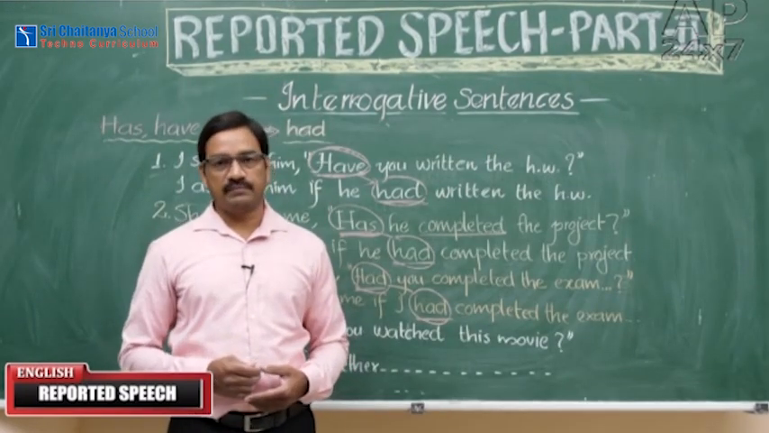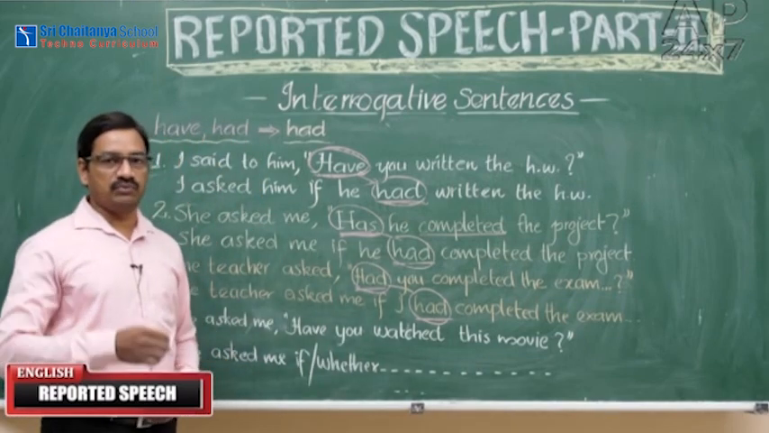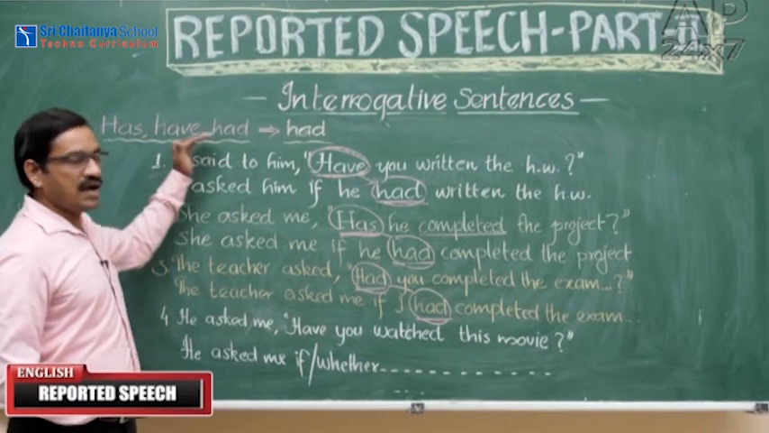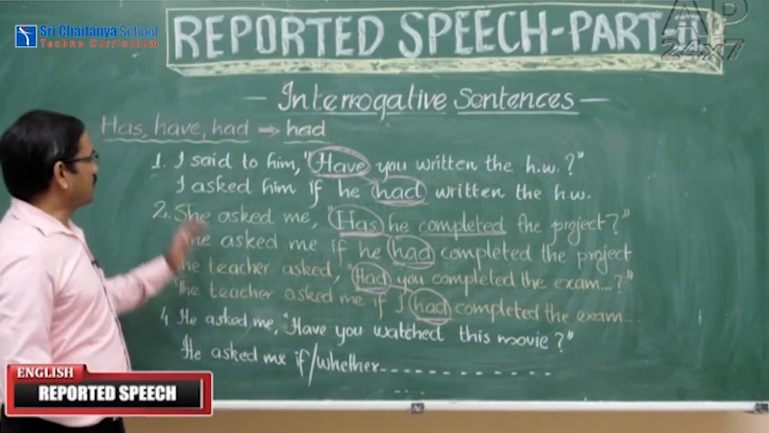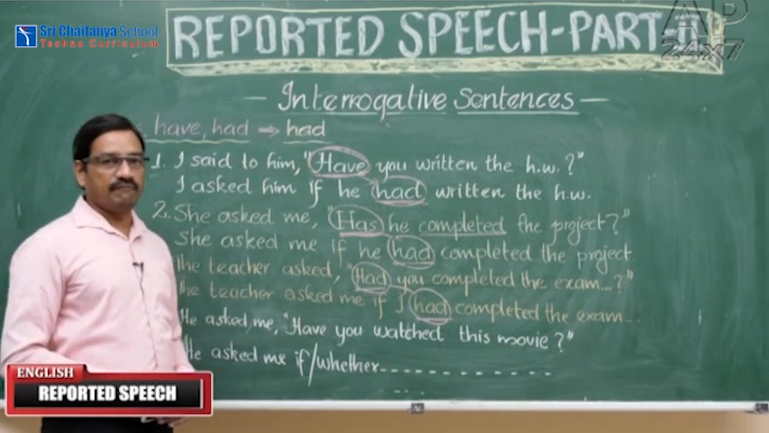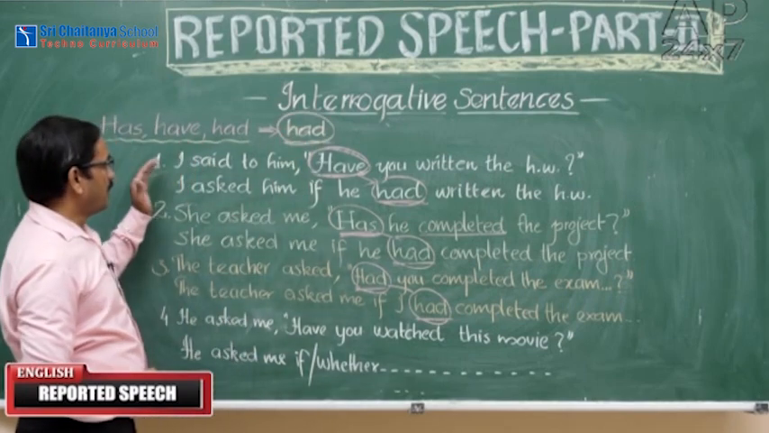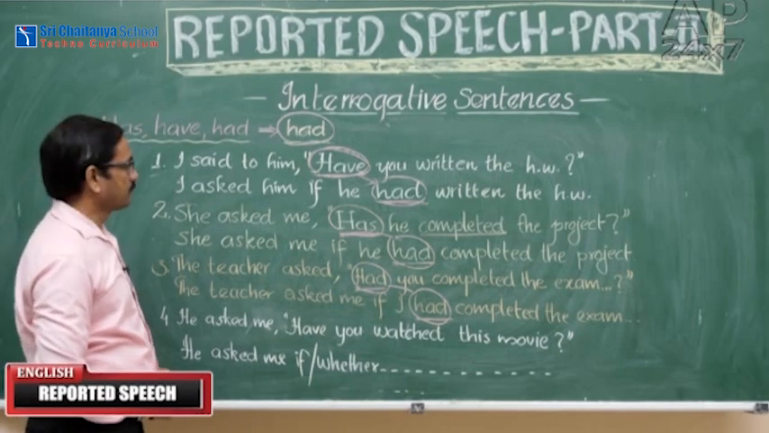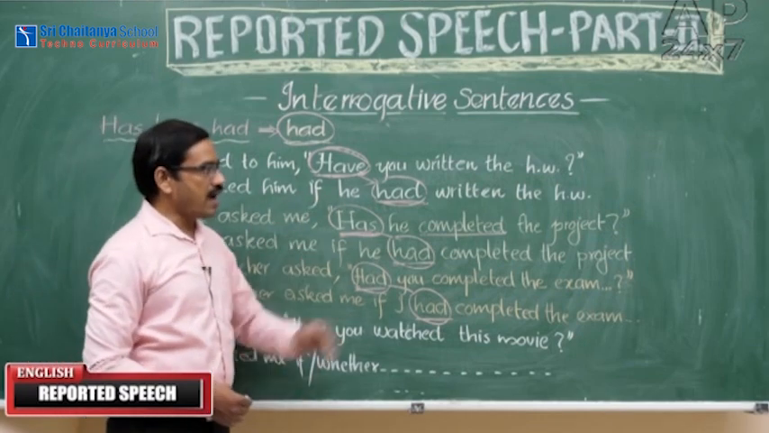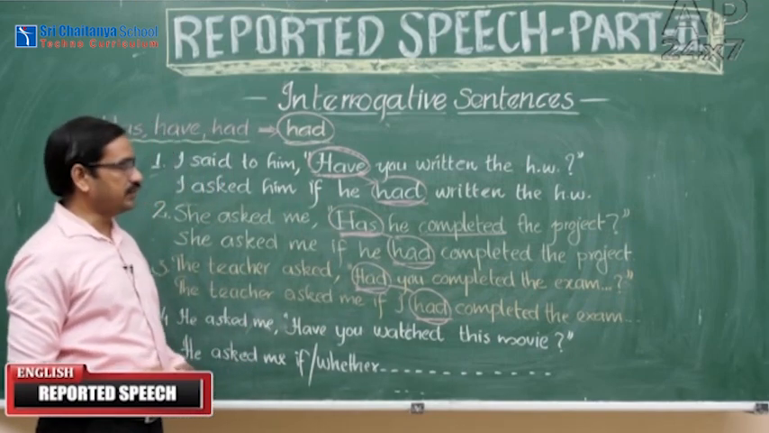Next, let us see a few examples where we are going to change has, have, had type of questions into indirect speech. So yes or no questions that start with has, have, had, how are we going to change? We have to change the interrogative form into indirect speech by changing the has, have into had form. I said to him, "Have you written the homework?" Have is going to become had in the indirect speech. I asked him if he had written the homework. So have you written is changed into if he had written the homework.